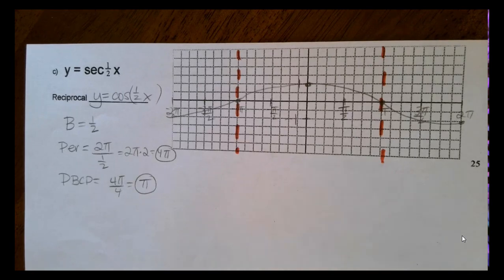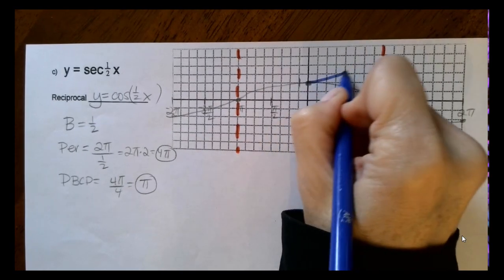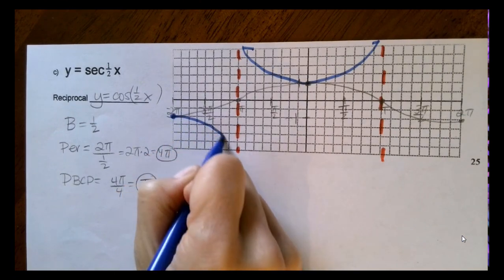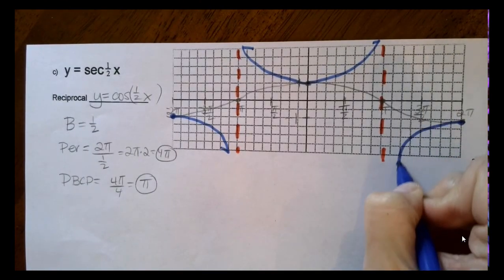And then to graph your secant graph, do just like you did before. Wherever it's 1, it's 1. Wherever it's negative 1, it's negative 1, and then draw those u's.